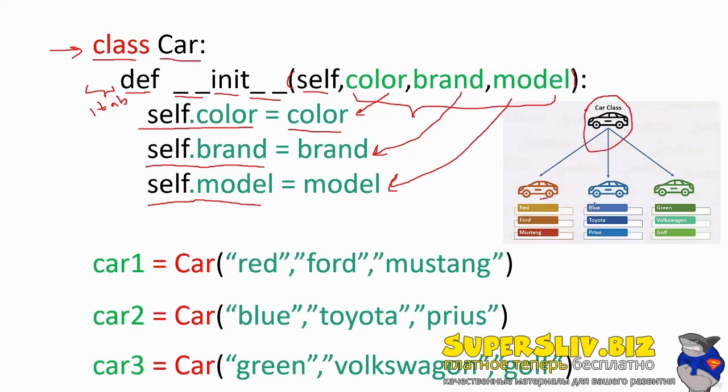Now let us create these three instances. First I have to specify the name of instance. We can use any name, then assignment operator, then name of the class, then within parentheses, we have to pass the arguments. So in this case, red is the color, Ford is the brand, Mustang is the model. In car 2, color is blue, brand is Toyota and the model is Prius. In car 3, color is green, brand is Volkswagen and the model is Golf.